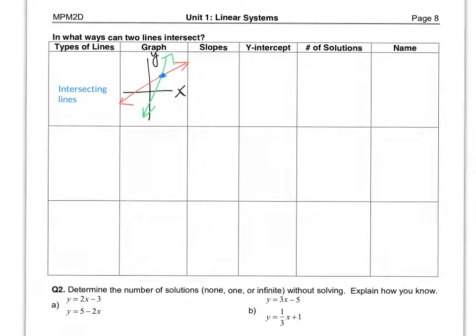With these lines, to be able to intersect at a single point, these slopes have to be different. They can both be positive, they could both be negative, but the key is the slopes have to be different from one another. If they weren't different, we either have parallel lines that are distinct, two separate parallel lines, or we have parallel lines that are coincident. Coincident means they lie on top of each other. So slopes here must be different.